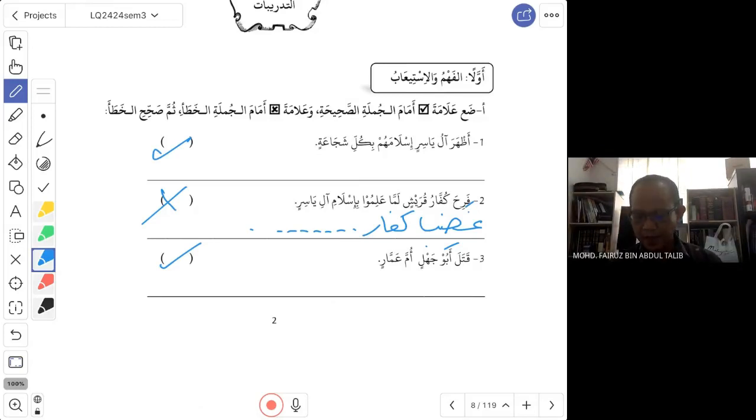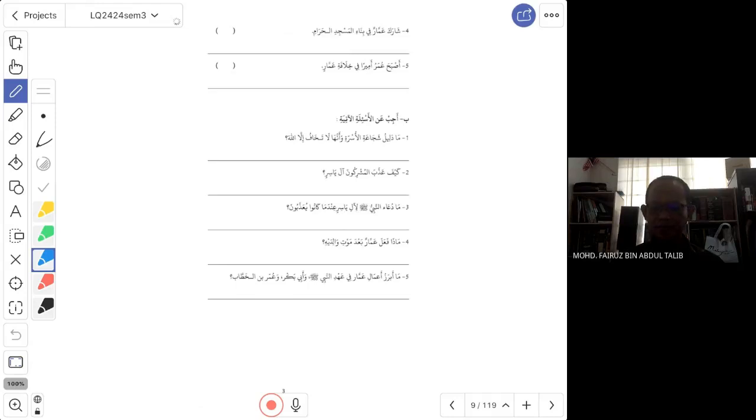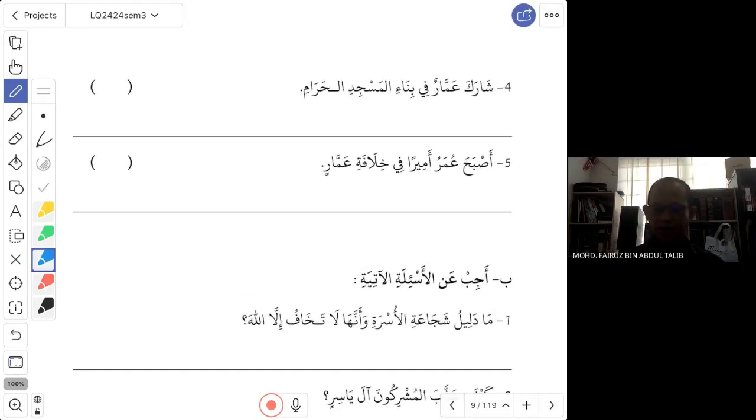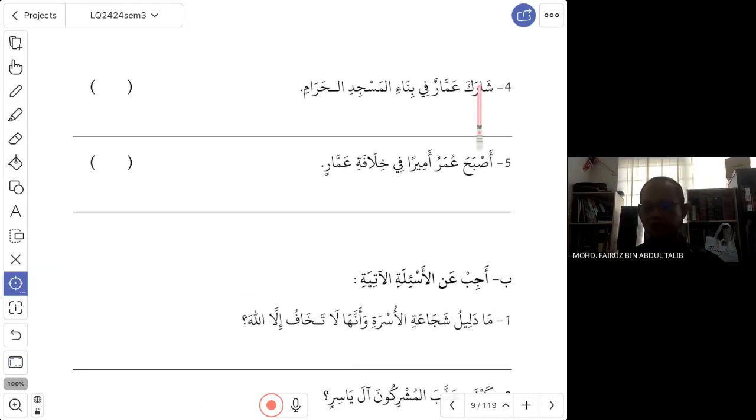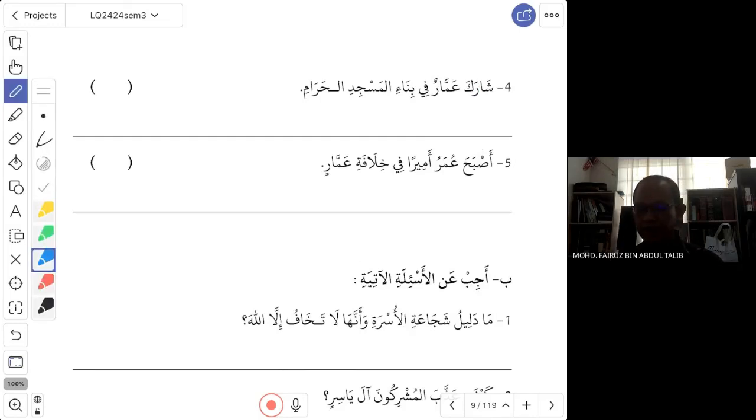Rakam arba. Syaraka Ammar. In the text, the word is ishtaraka, and here they use the word sharaka. These are similar, so the meaning is more or less the same: to participate. Ammar sharaka or ishtaraka fi bina al-masjid al-haram.